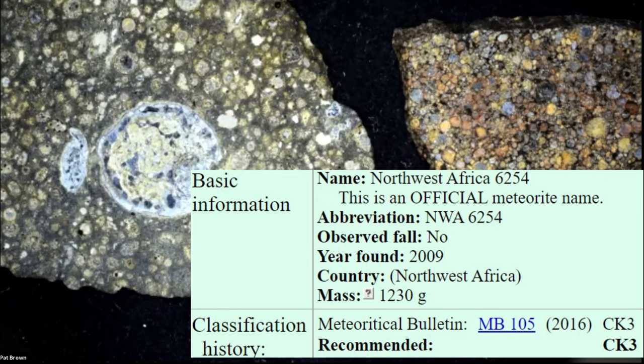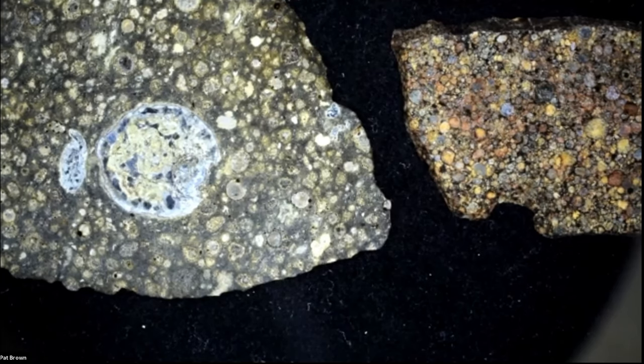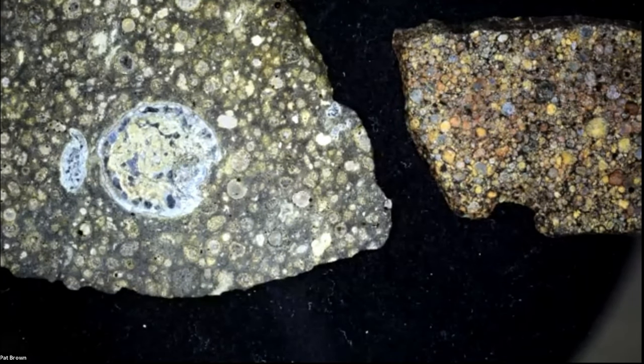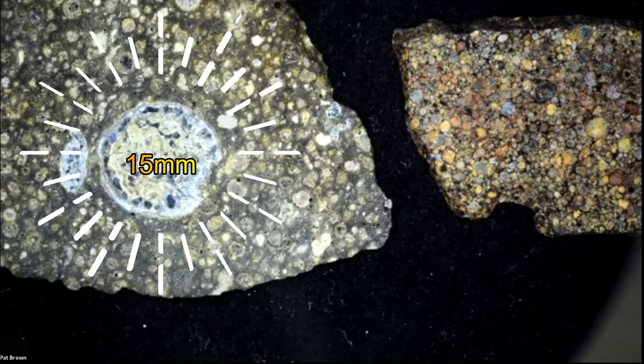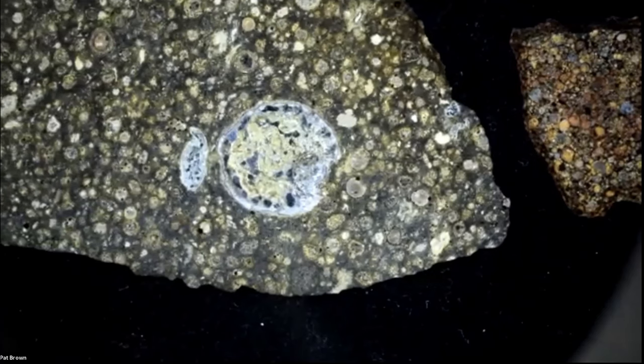And that giant thing is a CAI of some sort, or possibly an amoeboid olivine aggregate. Wow. Someone's been doing some research. That puppy is 15 millimeters across. Wow. Guys, look at it compared to the size of the chondrules in that 3.05. Is there some barred structure in the middle of that, Pat? There are. I think they're olivine lamellae or plates.